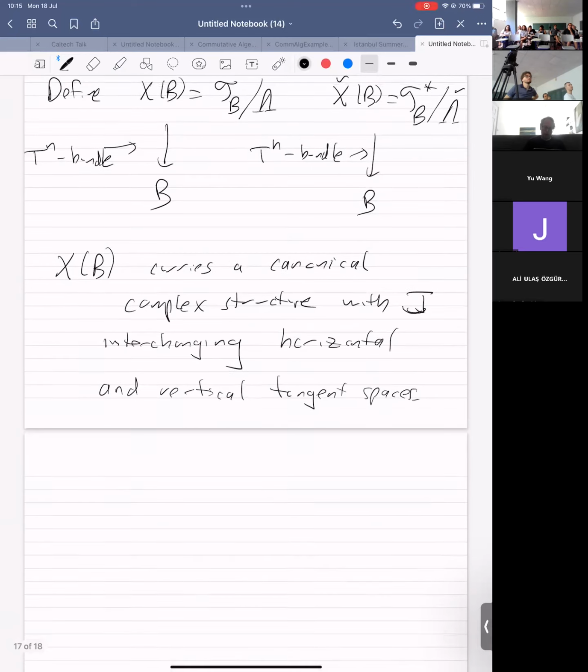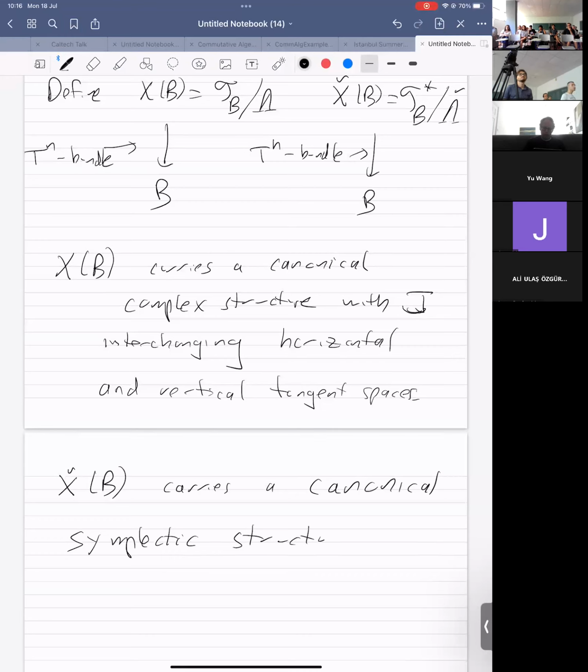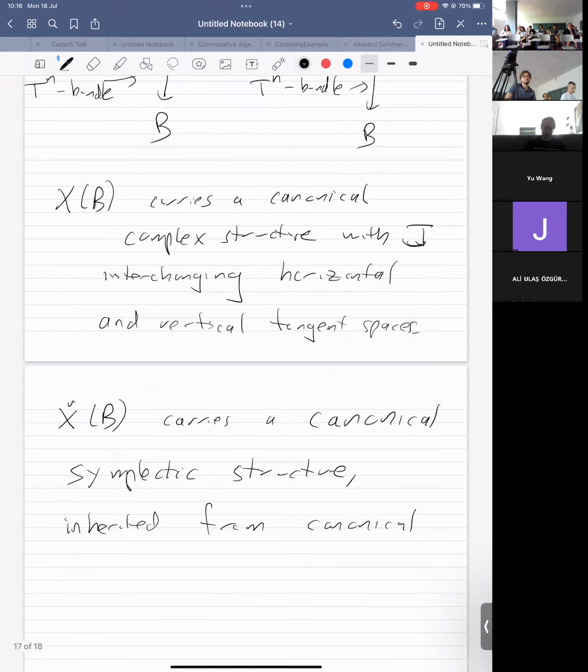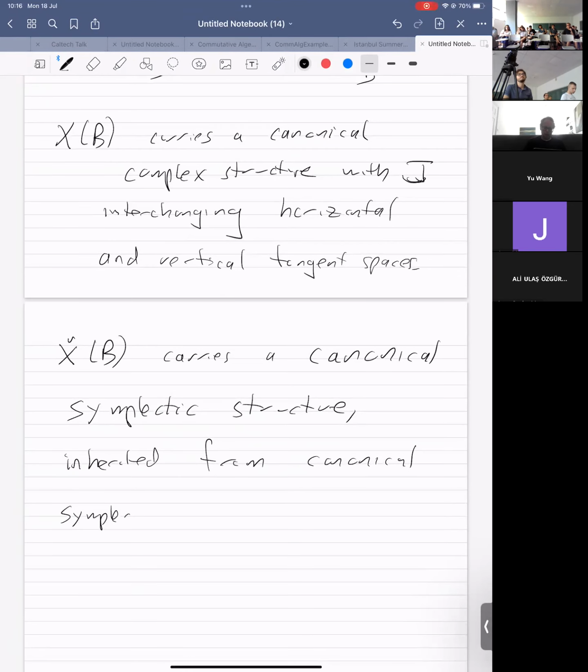So the other one, X check of B, carries a canonical symplectic structure, inherited from the canonical symplectic structure on the cotangent bundle of B. The cotangent bundle of any manifold carries this canonical symplectic form, and it's easy to check that that descends once you divide out by Lambda check.